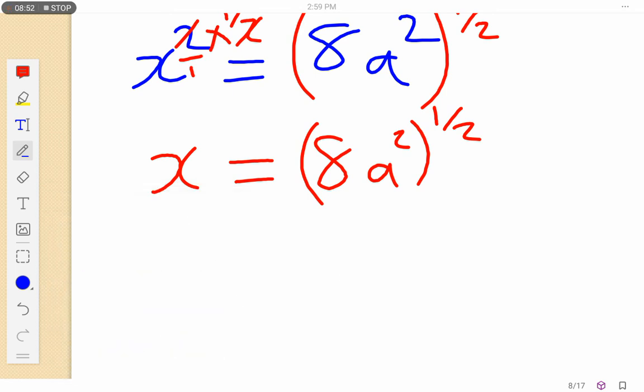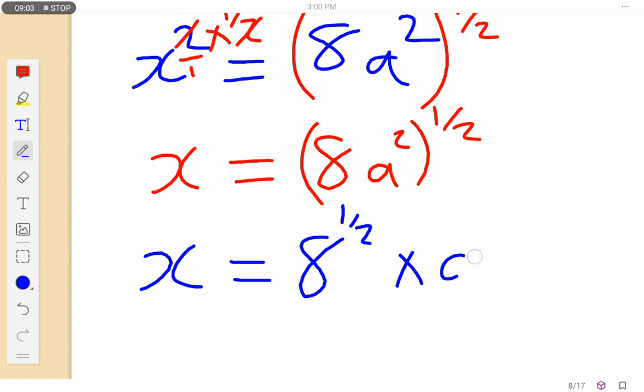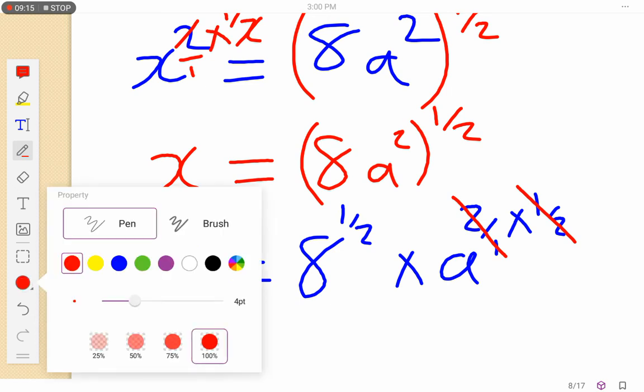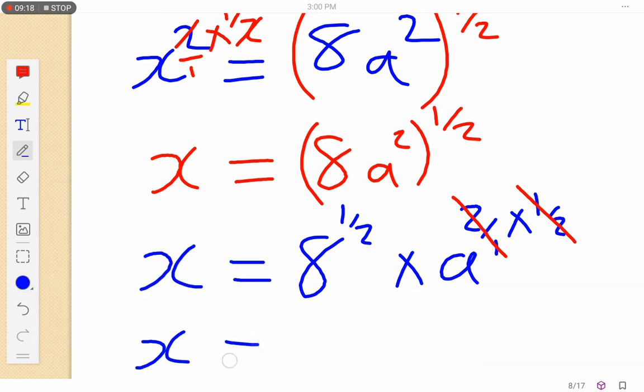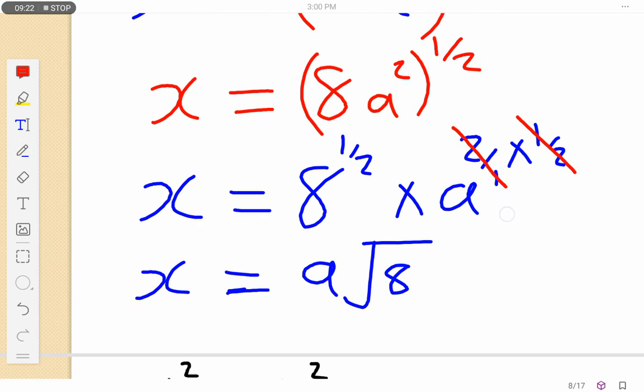And this 2 and this 2 for this one will cancel off each other. How? Let me show you. We are saying x is equal to 8 to the power of half times a to the power of 2 over 1 times half, like that. So we can have our a there, these 2 and these 2 cancelling off each other. So we will get x is equal to a square root of 8. This is the final answer. I hope I have not confused you.